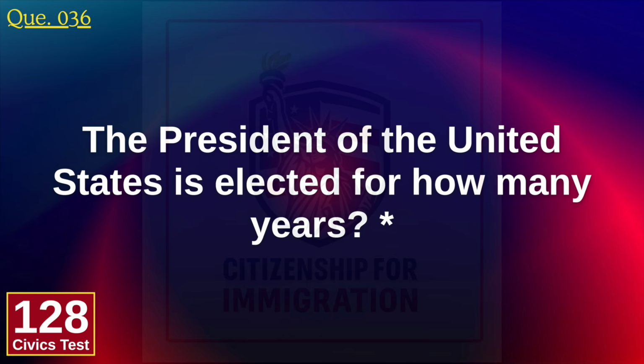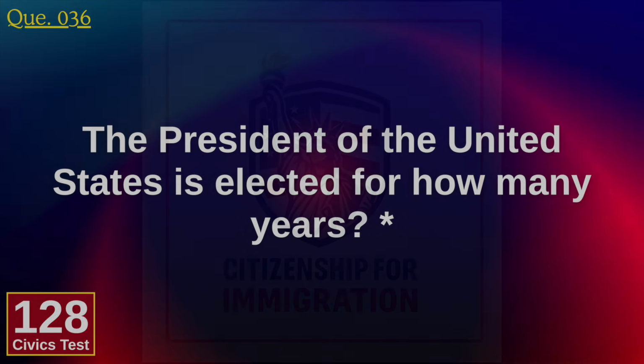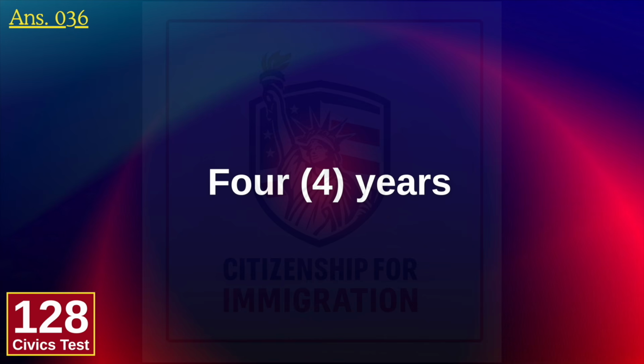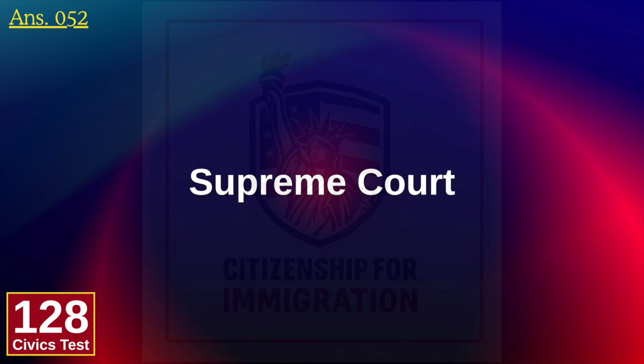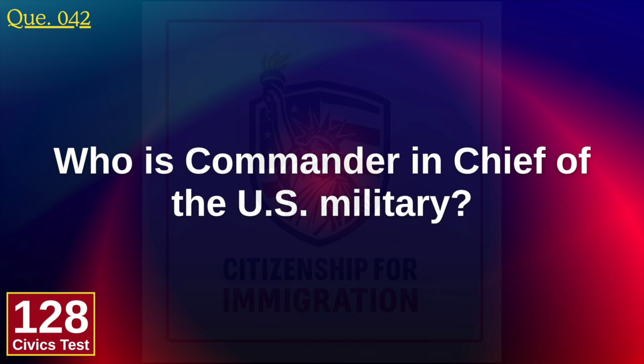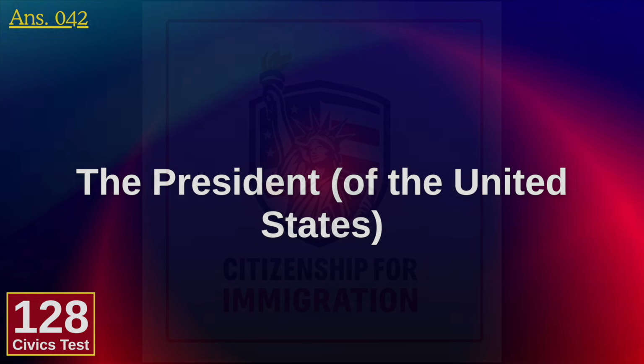The President of the United States is elected for how many years? For years. What is the highest court in the United States? Supreme Court. Who is Commander-in-Chief of the U.S. military? The President of the United States.